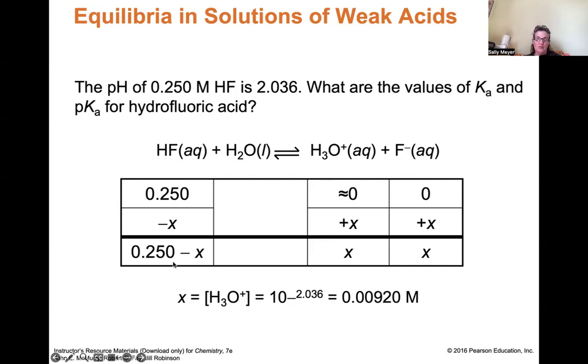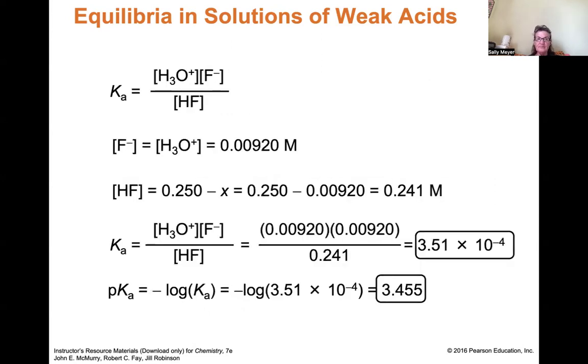And so we know that at equilibrium, the concentration should be 0.250 minus X, and then X and X for the products. But in this case, we know what X is. We don't have to solve for it. We know what X is because they gave us the pH. So if X is the hydronium ion concentration, we can get that by taking 10 to the minus pH. And so when I do that, I get the hydronium ion concentration to be 0.00920. And therefore, I can use that to get the Ka.